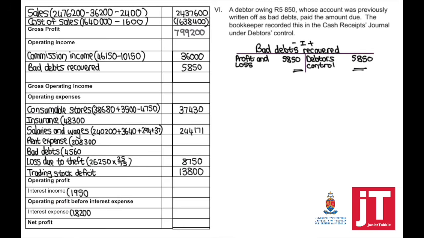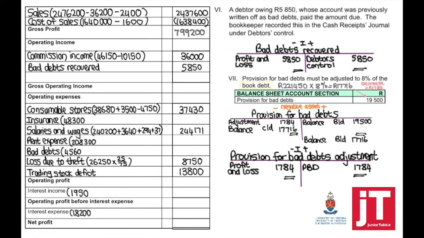The first entry in our income statement, we're going to show the bad debts recovered as part of our operating income. Then the provision for bad debts adjustment was calculated. We needed to decrease the amount, was calculated on our book debt, which is the balance of the debtors control.